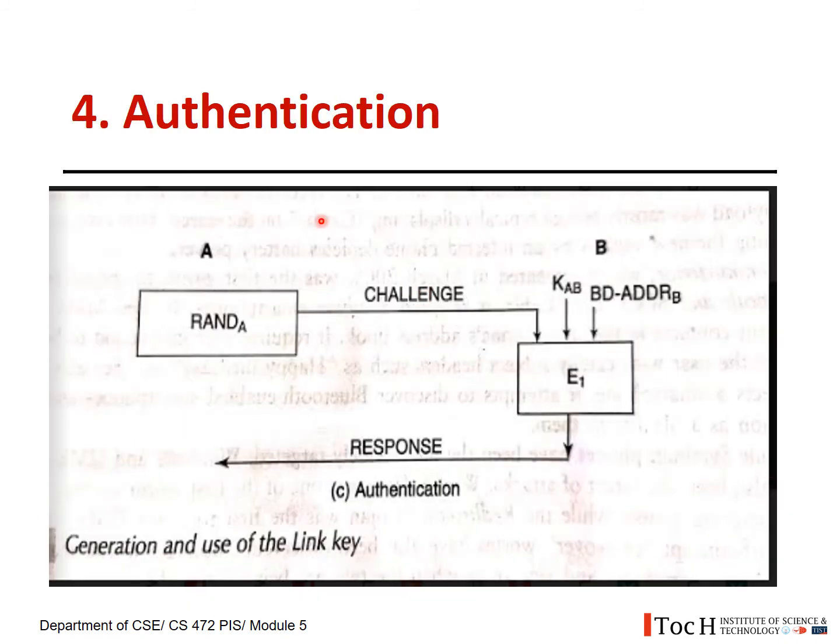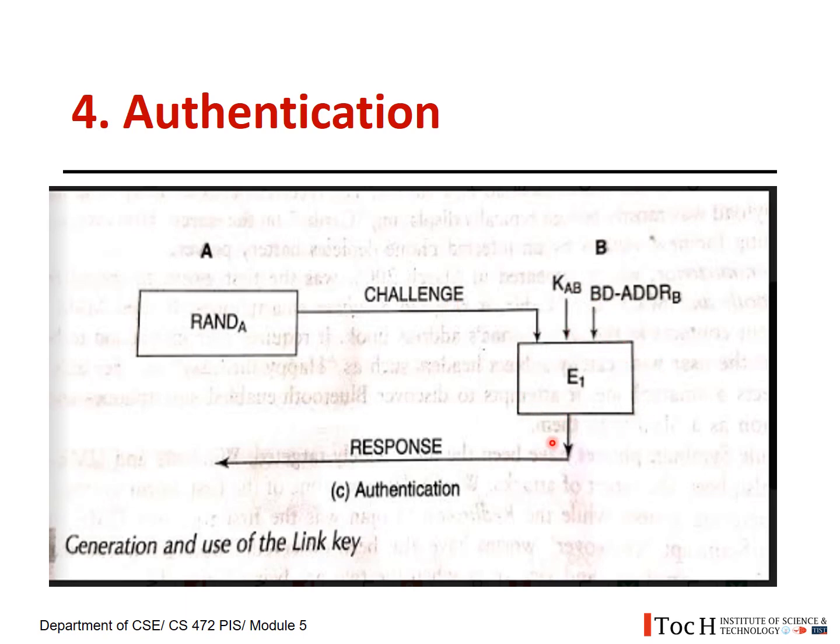Here is the pictorial representation of the authentication procedure. A and B are the two communicating Bluetooth devices. As a first step, A will generate a random number. This random number is forwarded to B as a challenge from A to B. And the challenge reaches B's part. B will send a response back to A as a response to this challenge.